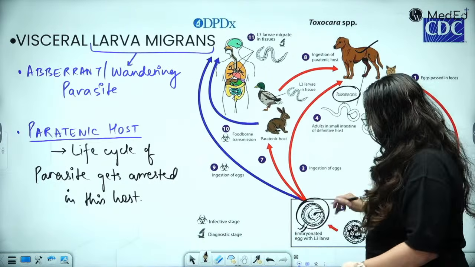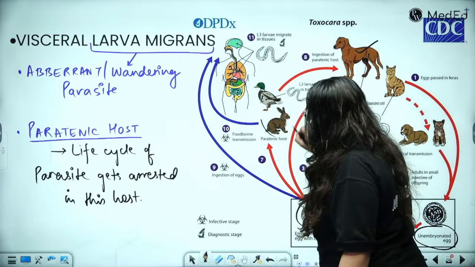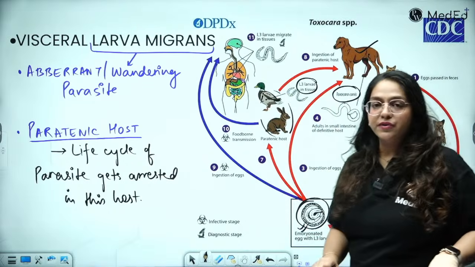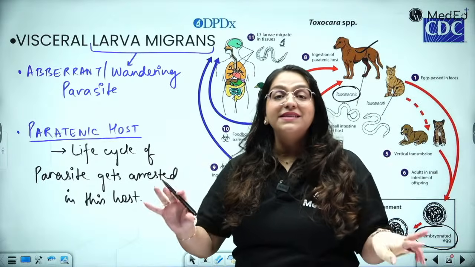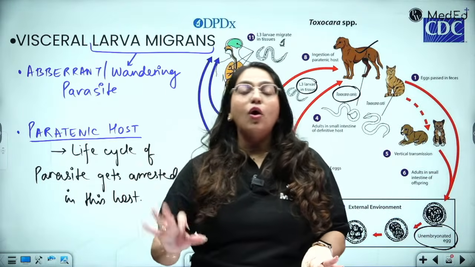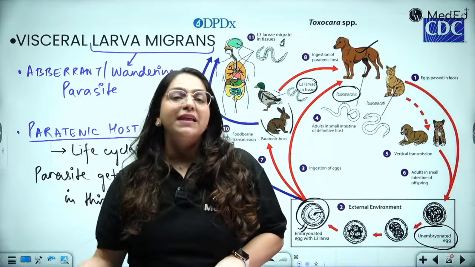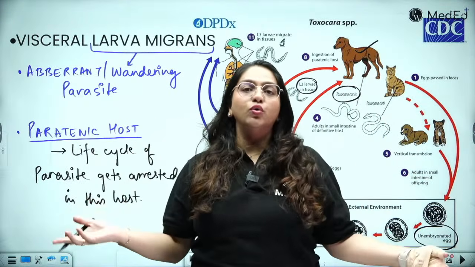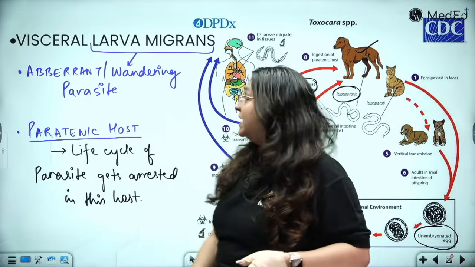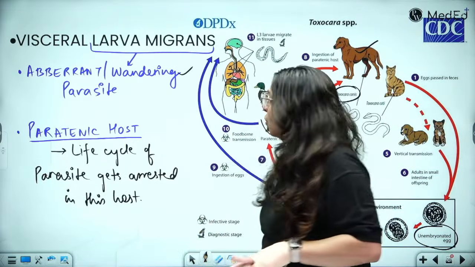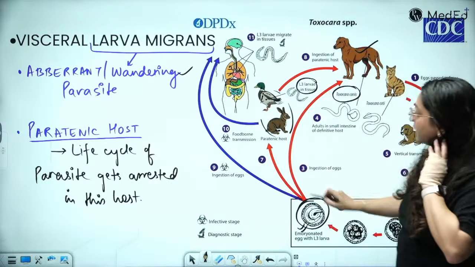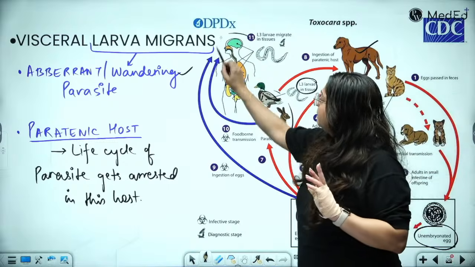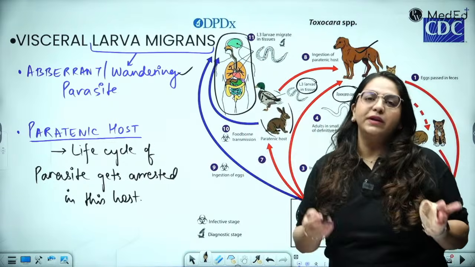From that soil, these small little animals eat the egg. Inside their body, this larva comes out. Now this larva is arrested in their body. The larva cannot develop into an adult and keep laying eggs. This larva does not know what to do, so the larva is just roaming about. It is just wandering. Similarly, this paratenic host, instead of being these small animals, can be this big animal here, which is the human.